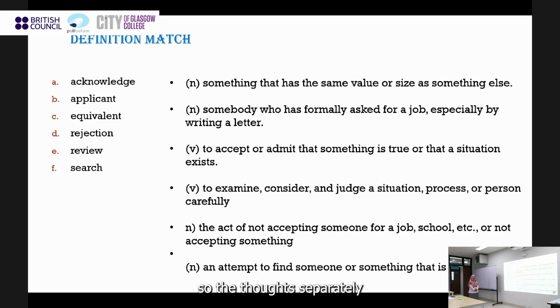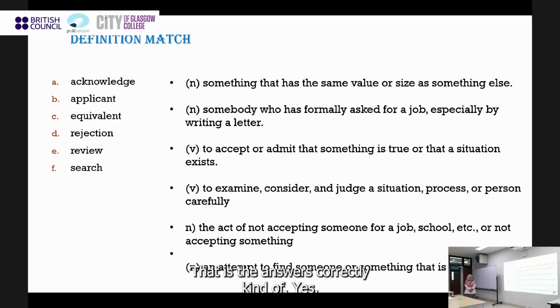To accept or admit. You can see the class of that word; that can help you to identify the meaning. To accept or admit that something. Okay, good. Yes, that is the answer.